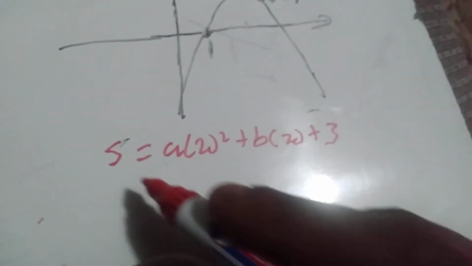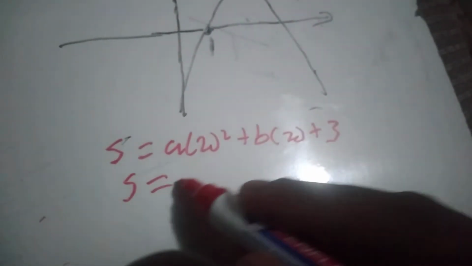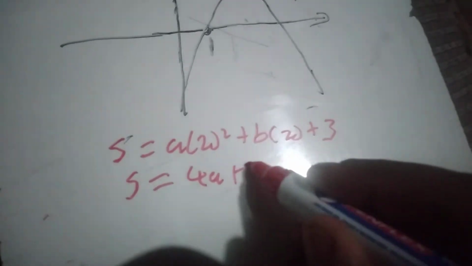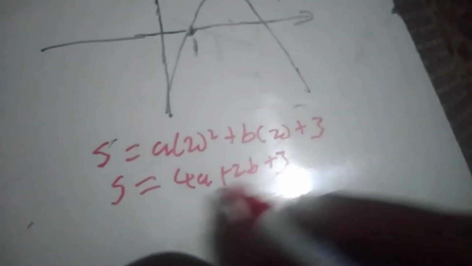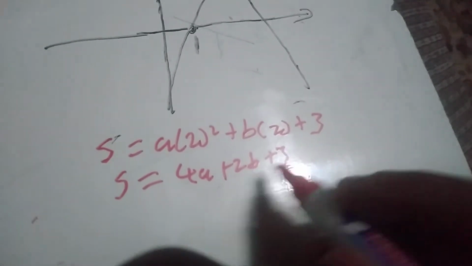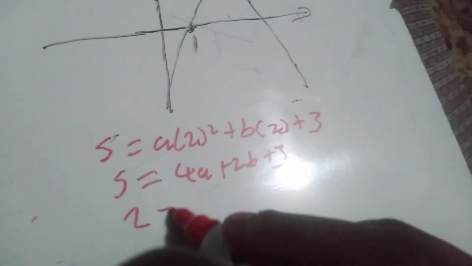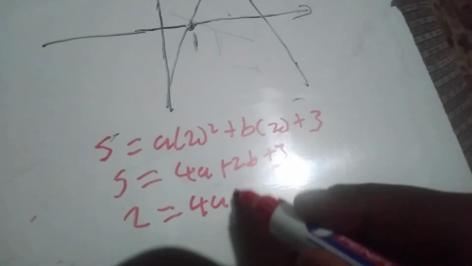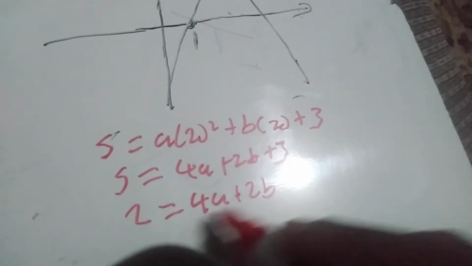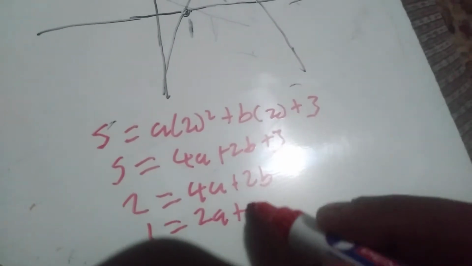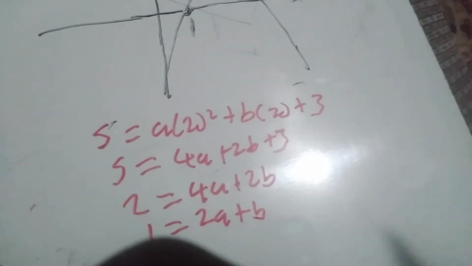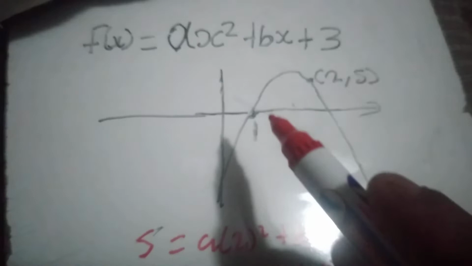And let's just simplify this equation. So this will in turn give you 4a plus 2b plus 3. And if we take this to the other side, we're going to have 5 minus 3, which is 2. So when I have 2 is equals to 4a plus 2b, and if we divide everything by 2, we're going to get 1 is equals to 2a plus b. So we've simplified this equation. Then we substitute the second point that we're given.